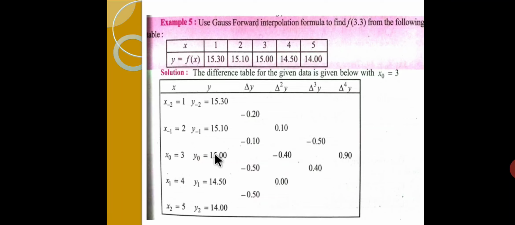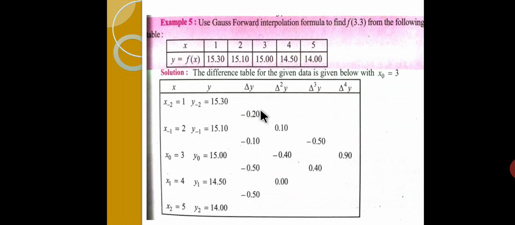Then their corresponding values also. For x naught, y naught is equal to 15.0, y minus 1 is equal to 15.10, and y minus 2 is equal to 15.30. The values decrease, and the starting value is y minus 2. So the first difference value is delta y minus 2, the second is delta y minus 1, the third is delta y naught and the fourth is delta y1. One value decreases column by column.